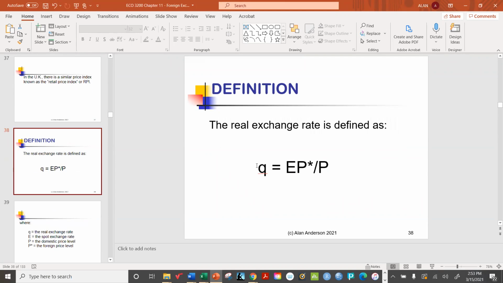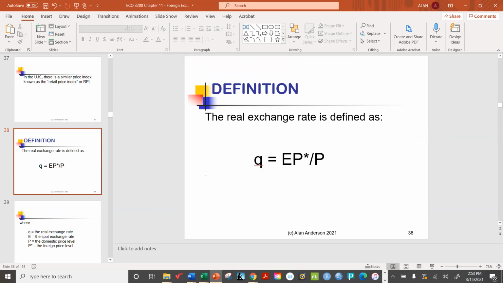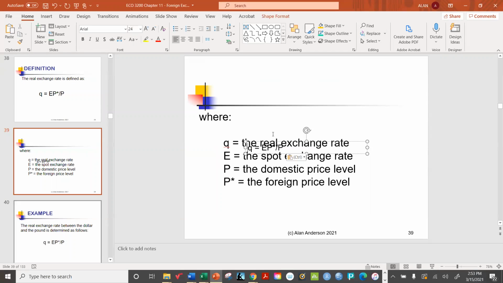So formally, we're going to define it in the following way. All right, so, wow, what is this all about? So we're going to use the letter Q to represent the real exchange rate. And now we've got three other terms that we have to define. Let me copy this onto the next slide so we can think about all this together at the same time. There we go. So we can look at the definitions while we're looking at the formula.